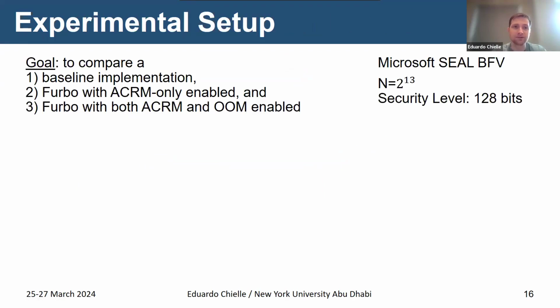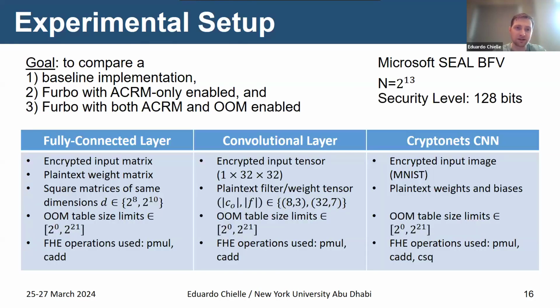To evaluate our proposal, we compare a baseline implementation in Microsoft SEAL BFV. We compare against our framework with only the reference module enabled, and also against our framework with both modules, the reference and the optimization module. We have 3 benchmarks: fully connected layer, convolutional layer, and encrypted convolutional neural network. In all cases, the input is encrypted and the weights and biases are plaintext. We select the dimension sizes to match commonly used datasets like CIFAR and ImageNet, and also to match commonly used sizes from machine learning models like AlexNet and ResNet.